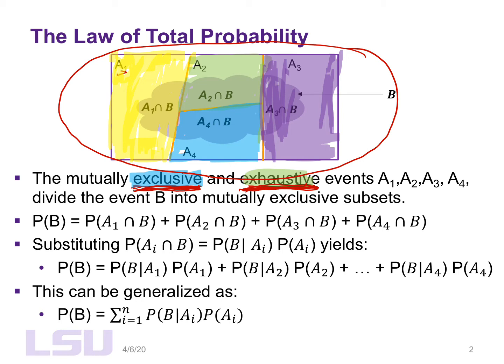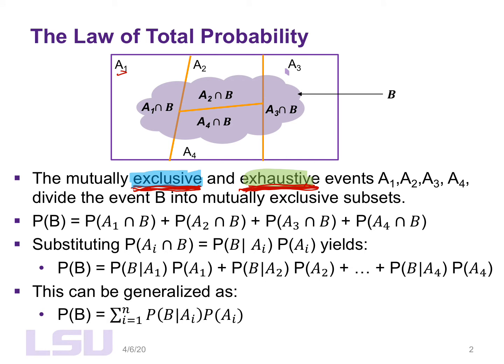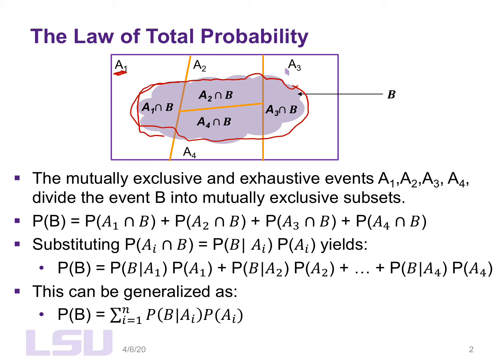Since we have this taken care of, we can remove all of this. Now you observe it partitions B. So B is this cloud right here. This is B. Those events A1 through A4 partition B into these chunks. So this is one, this is another, this is the third, and this is the fourth. So that is what it does to your event B.